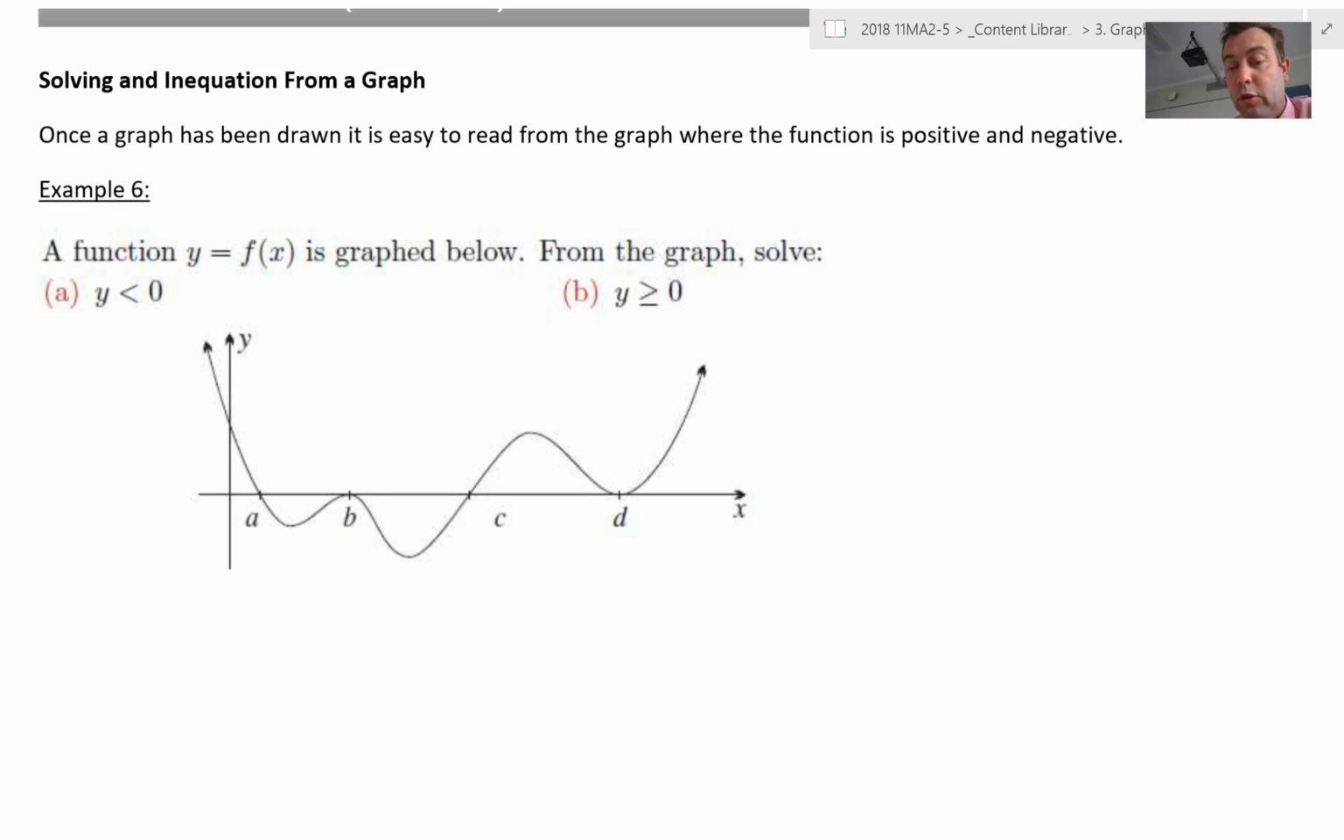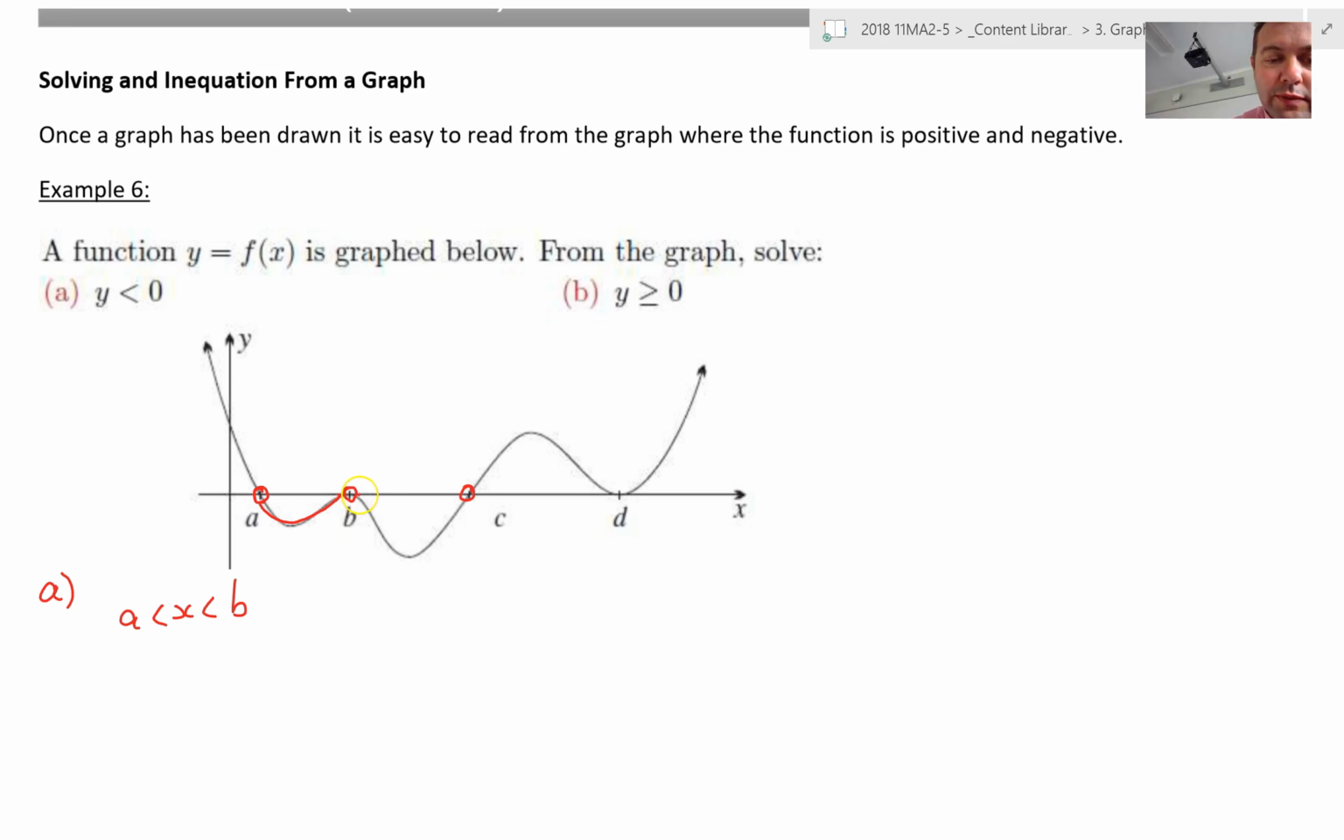We're looking for when it is above or below the x-axis, according to the conditions given in the inequation. So for part a, I'm looking for when y is less than, but not equal to, strictly less than 0. Here at a, it's not less than 0, but it's close. And here at b, it is close, but not less. At d there, we never get less than 0. But between a and b, where a is less than x is less than b, y is less than 0.